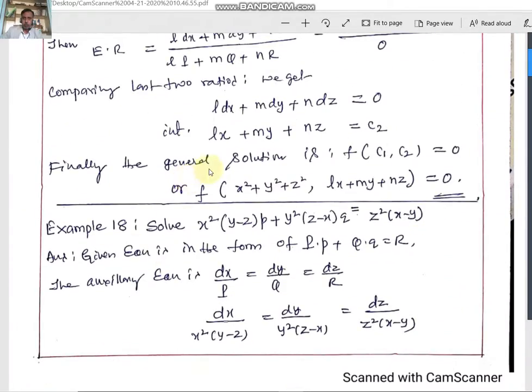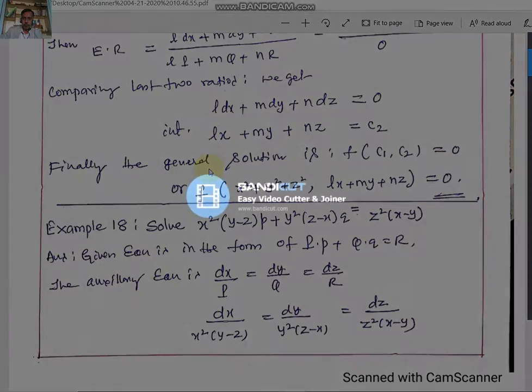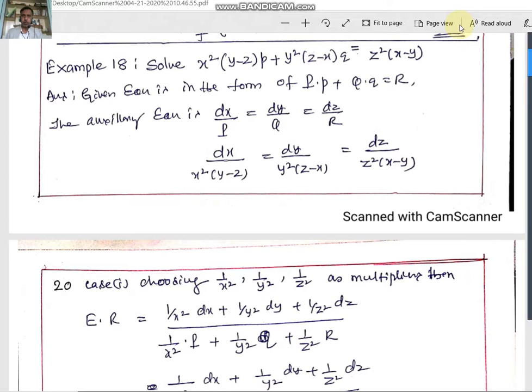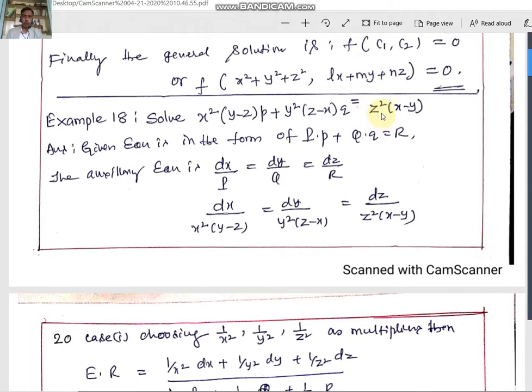Okay, fine. In the next example, solve x square into (y minus z) p plus y square into (z minus x) q is equal to z square into (x minus y). Here small p, small q are dou z by dou x and dou z by dou y. So these are capital P, capital Q, capital R.